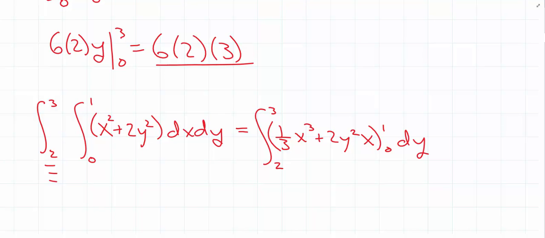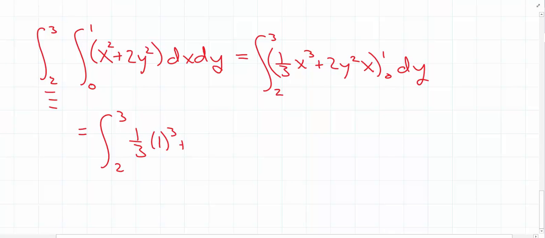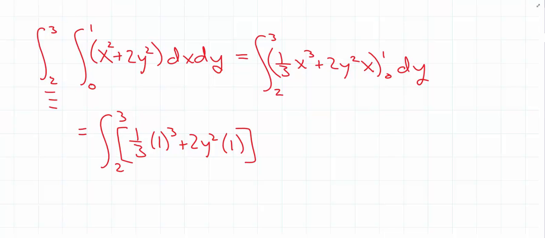You see what I did? y squared is a constant. So if I was differentiating with respect to x, that y squared would be gone, but I'm not. So now I evaluate this. So let's see what I get now. I got 2 to 3. This is going to be 1/3 times 1 cubed plus 2y squared times 1, and then minus the 0, but that's just going to zero out, right? And then here's dy.